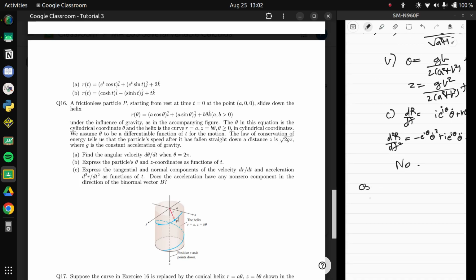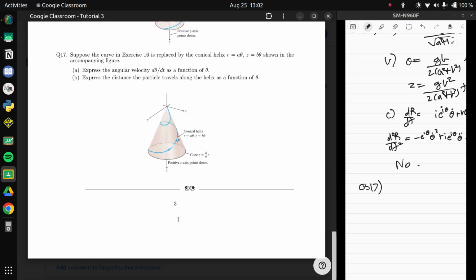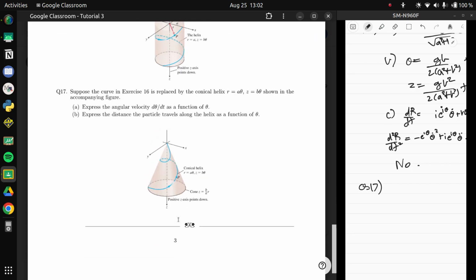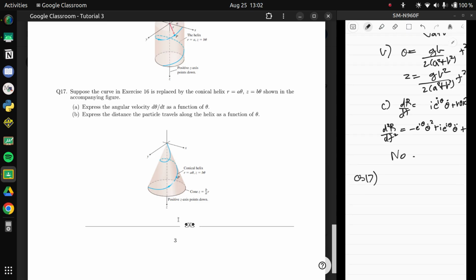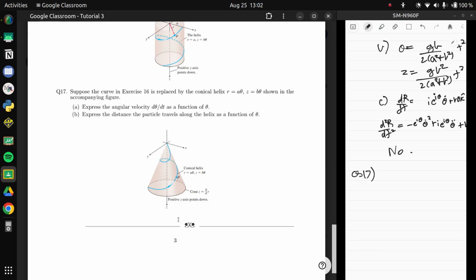So question number 17. Suppose the curve in question 16 is replaced by the conical helix, a theta, whatever. Express the angular velocity as a function. Okay, it's the same exercise as before. So given r, given this stuff.